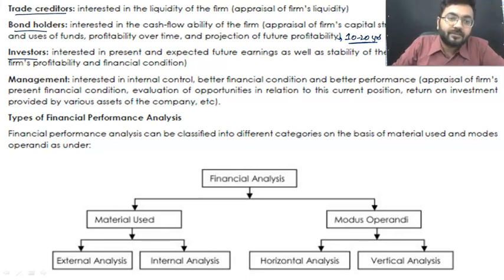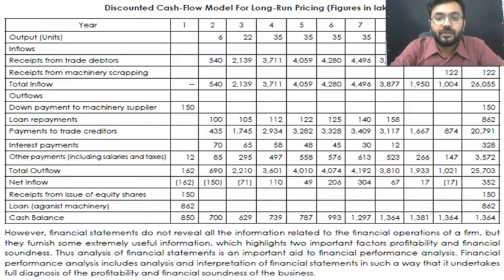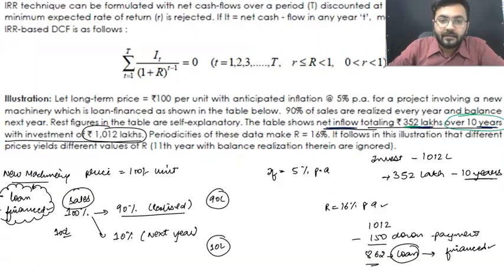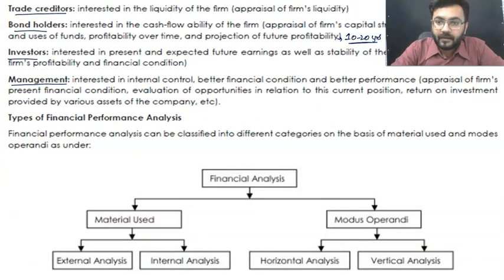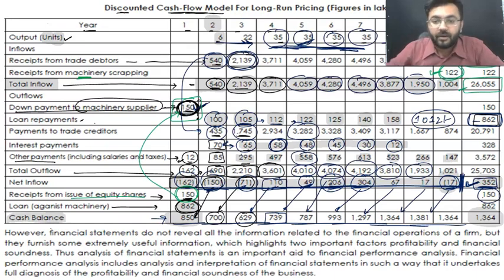Apart from that, the management is also very much interested in the financial performance analysis, looking forward, because they need to find out how much return they are getting. See, over there it was right that periodicities of these data make a return of 16%. How much is particularly our return on income, right? How much return we are getting on a particular investment, and what are the various opportunities which are available at this point of time. See, over here the organization's cash balances are increasing.